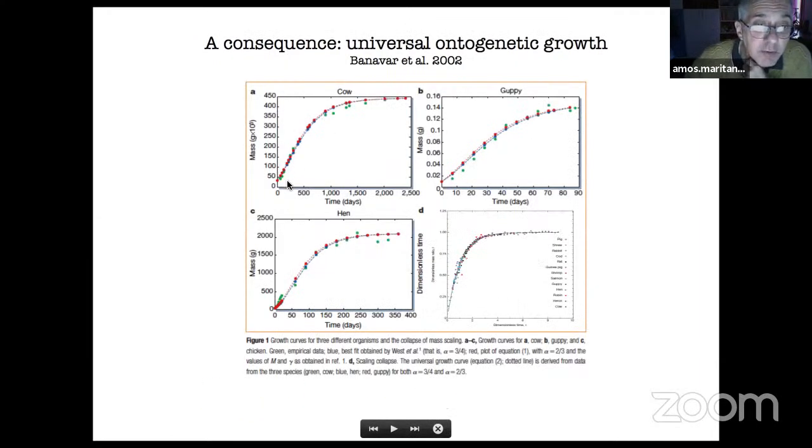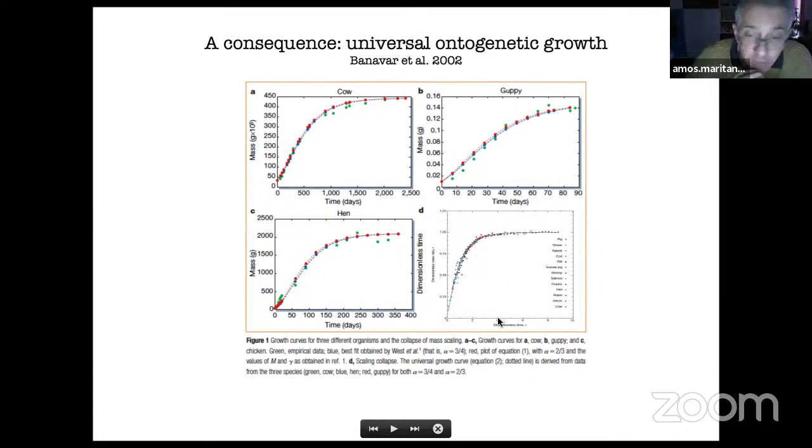So here, for example, we have the fit of how the mass of a cow should grow. Here, how the mass of a guppy should grow. And you see that the data, the green points, I think the green are the empirical, are well fitted by the curve, by the prediction, both with alpha 2/3 and also with alpha 3/4. The difference is very slight.